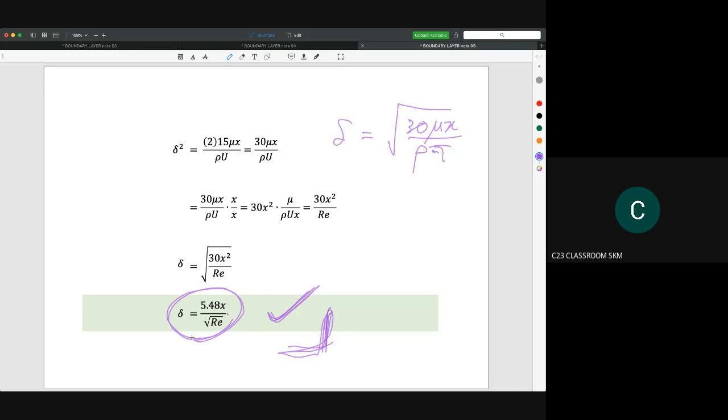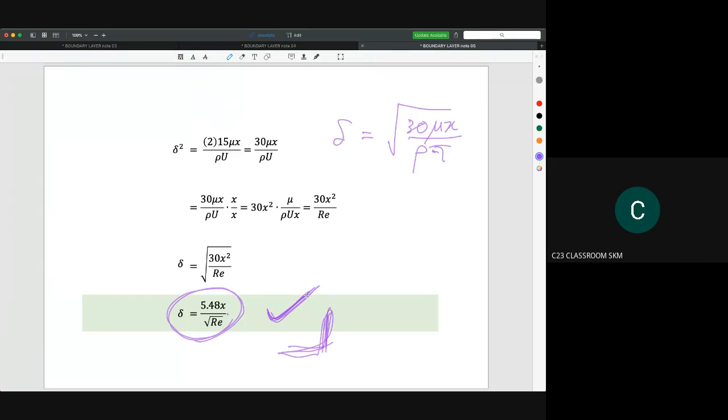This answer in terms of the Reynolds number is only for the second order polynomial, meaning only for the given velocity distribution. If your velocity distribution changes from second order to sinusoidal, the value of 5.48x is not valid anymore. You need to do this calculation again and determine your own new value of delta. So please do this at home for all the velocity profiles.